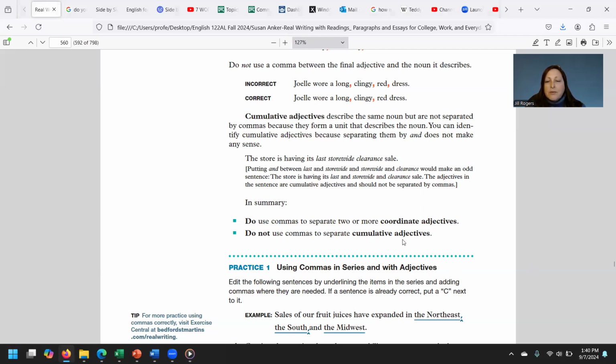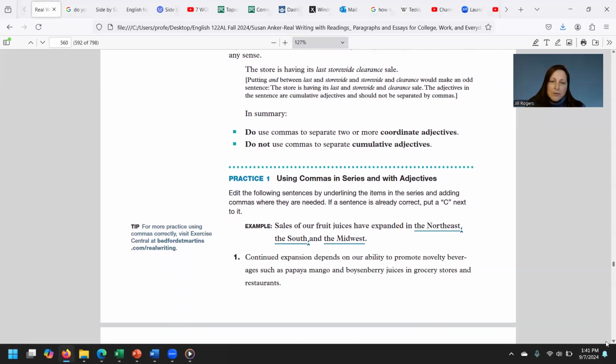All right, so you're not going to get a lot of examples with cumulative adjectives, or even need to know about it as much as you do with coordinate adjectives. This activity covers not just coordinate adjectives, but also any other items listed in a series. So the first one, our example, is done for us. Now, this is different because some of them may be correct. So let's read the instructions. Edit the following sentences by underlining the items in the series and adding commas where they are needed. If a sentence is already correct, put a C next to it, okay?